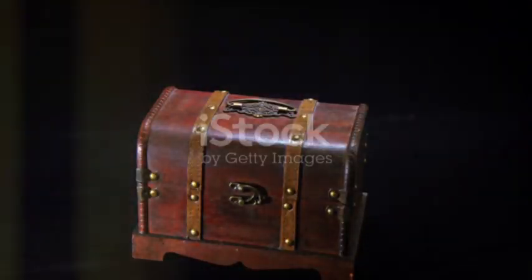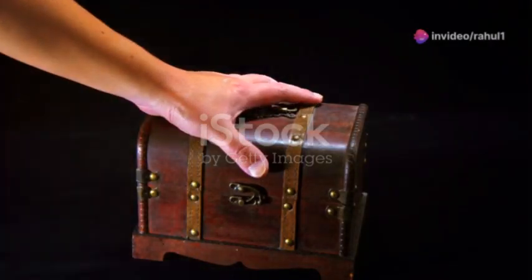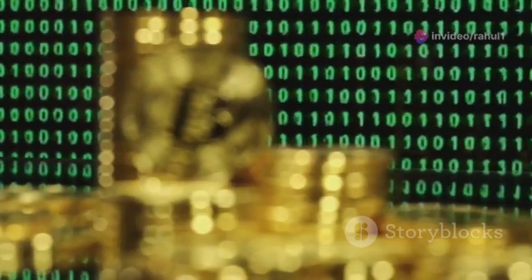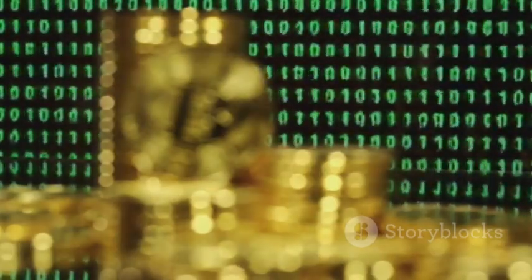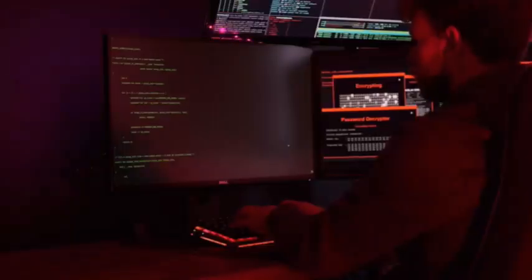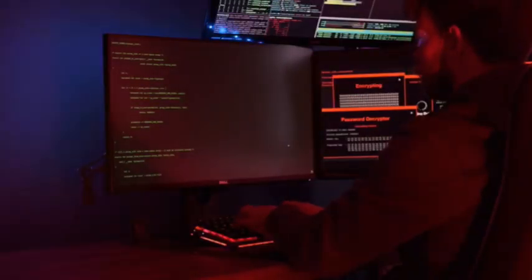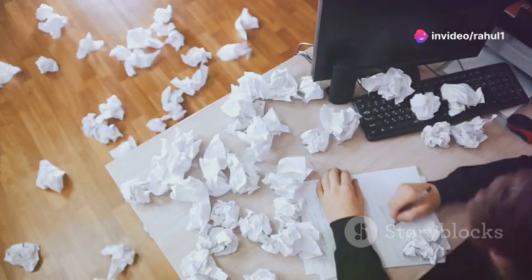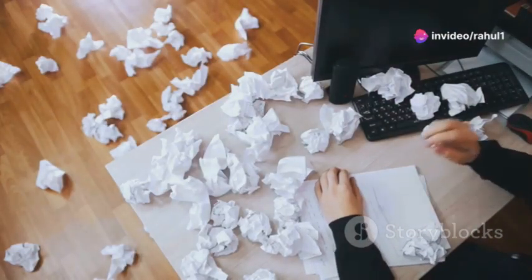Alright guys, this next story is the stuff of nightmares. Imagine having a treasure chest filled with gold, but you lose the key. Now imagine that treasure chest is a digital wallet containing 10,000 bitcoins. That's right, we're talking about over $600 million just sitting there completely inaccessible. This is the unfortunate reality for Stephen Thomas, a programmer who forgot the password to his Bitcoin wallet. He wrote the password down somewhere, of course, but that piece of paper is long gone.